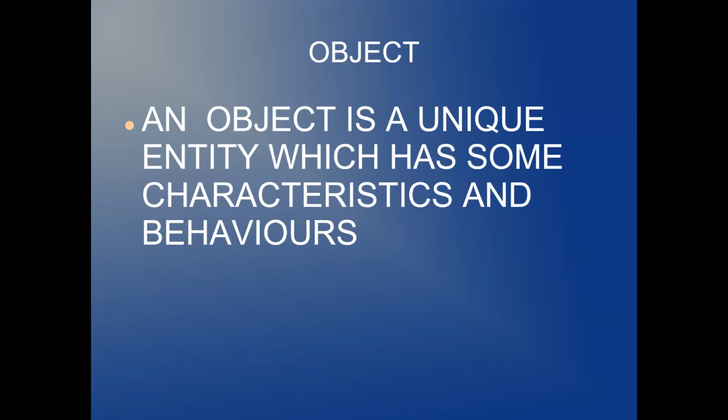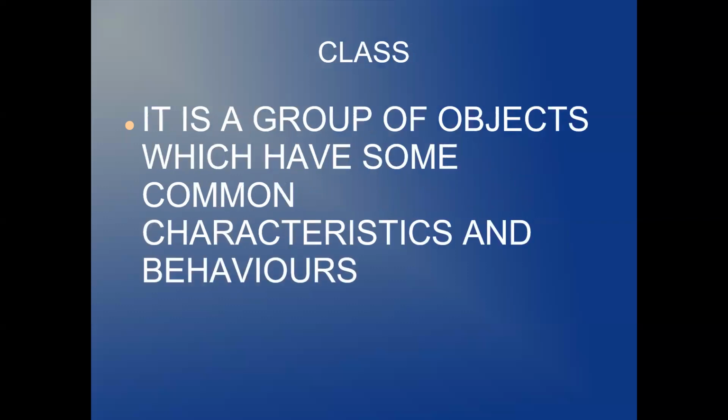Like if we talk about a pen, it has a color, it has a type, whether it is a ballpoint pen or a fountain pen. It has a color, whether it is a golden color or a red color or black color. It has some ink color, red, blue, black. So there are certain characteristics and certain behaviors. So every entity which has some characteristics and behaviors is referred to as an object.